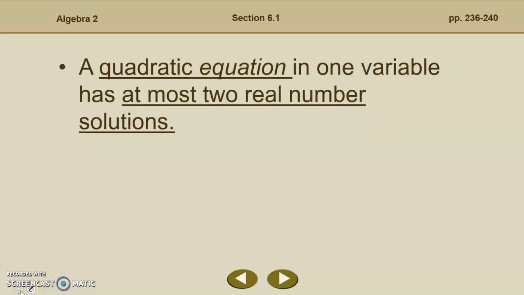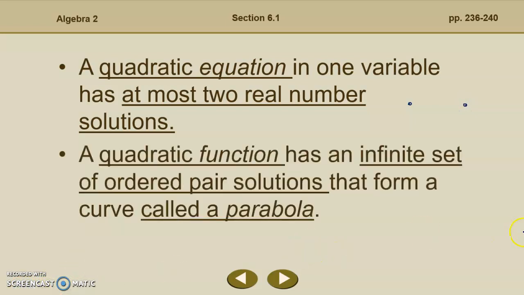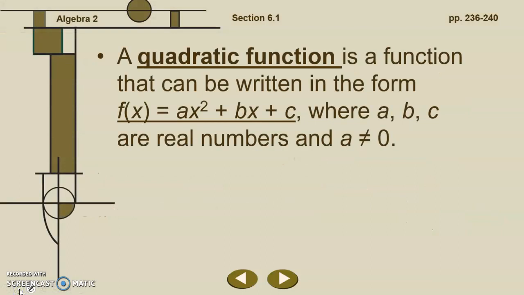A quadratic equation with one variable has at most two real number solutions, so that was 2 points, while a quadratic function has an infinite set of ordered pair solutions that, if we connect those ordered pairs, will form a curve called a parabola. All right, now that we've reviewed the vocabulary, let's go into quadratic functions.